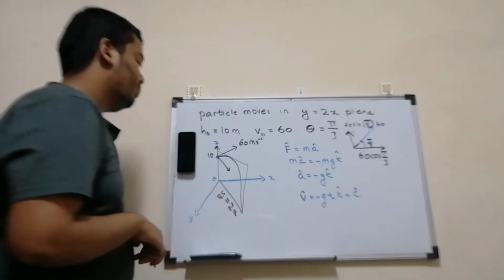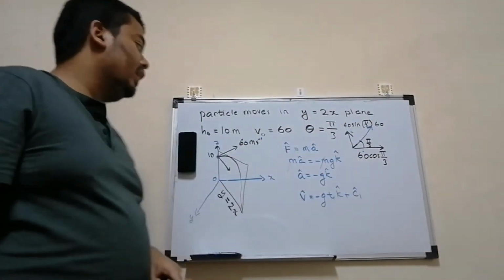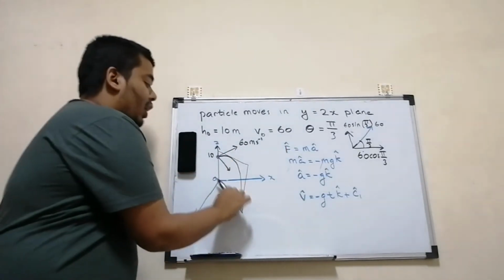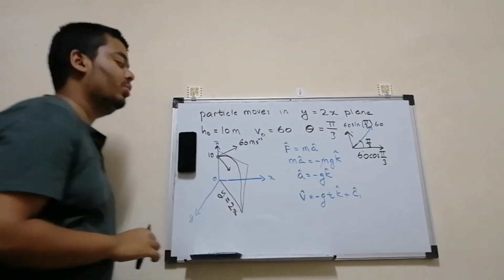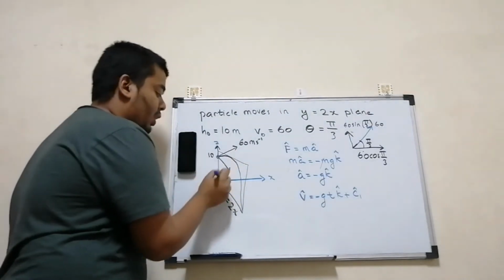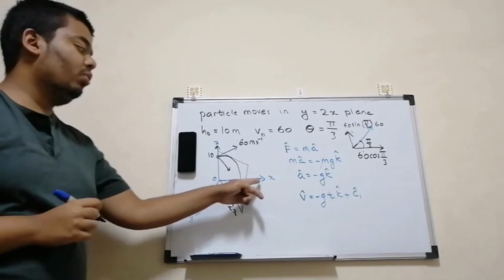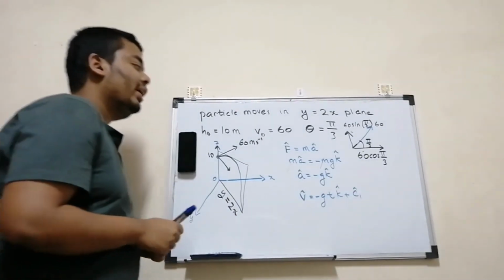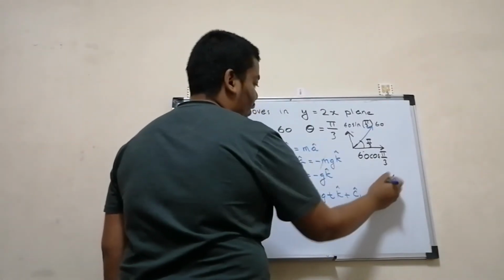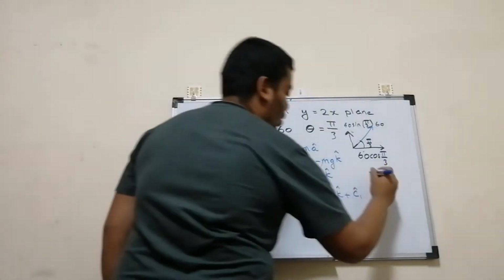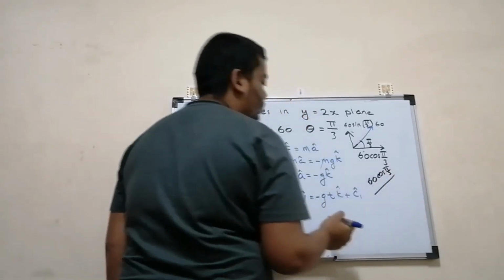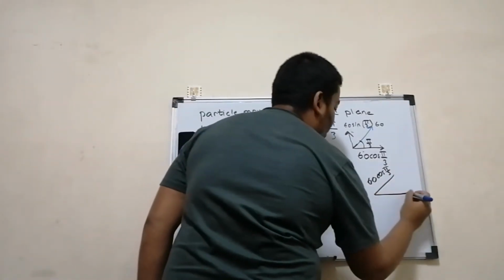Now there's a problem here. This component of 60 is not on either the i or the j axis. It's on the plane y is equal to 2x. So this velocity will have a component in the j direction and a component in the i direction. Let us draw the triangle represented by y is equal to 2x. We have here 60 cos pi upon 3. We have an angle that we do not know here.